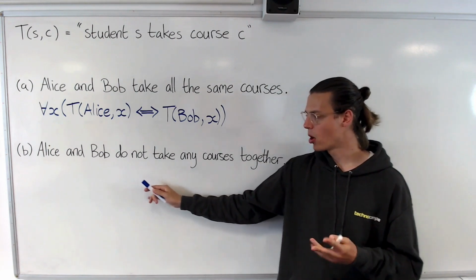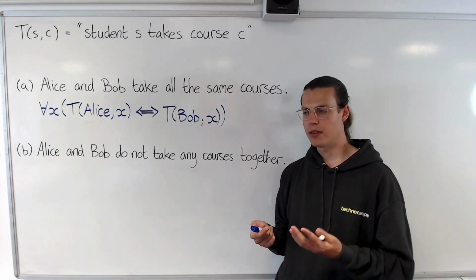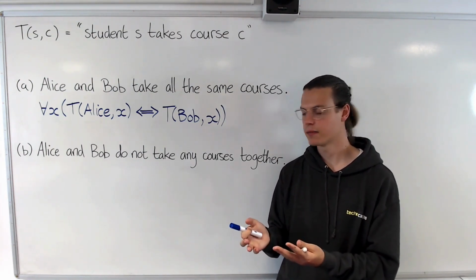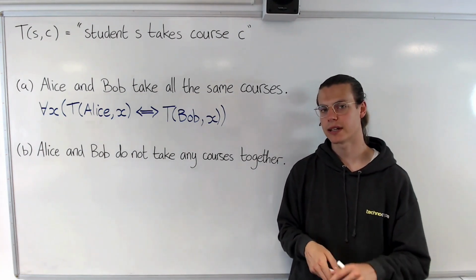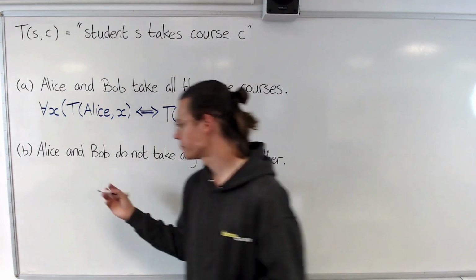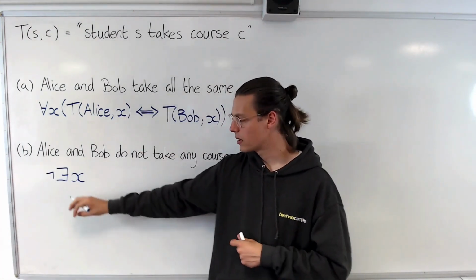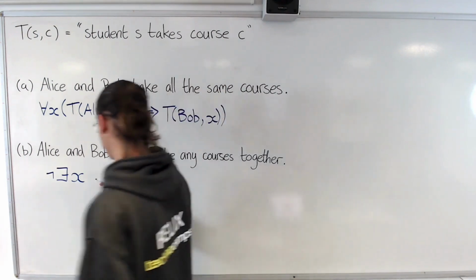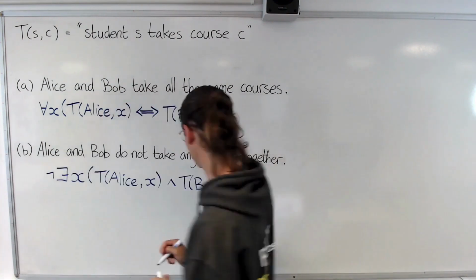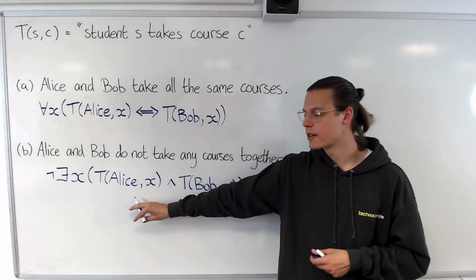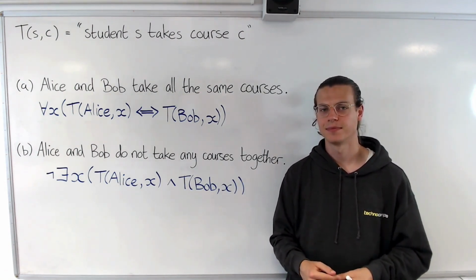So we want to say Alice and Bob do not take any courses together. Another way to say this is there does not exist an X such that Alice takes course X and Bob takes course X. So we start by saying it is not the case that there exists some X such that Alice takes course X and Bob takes course X. And we're done.